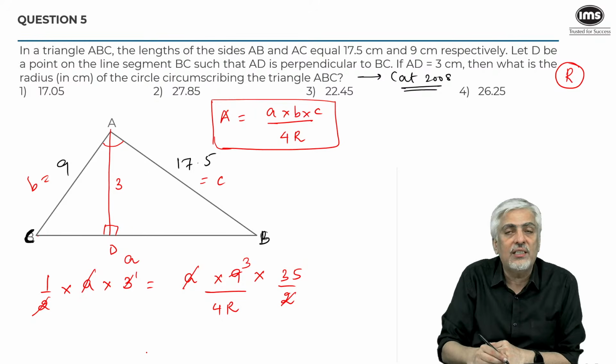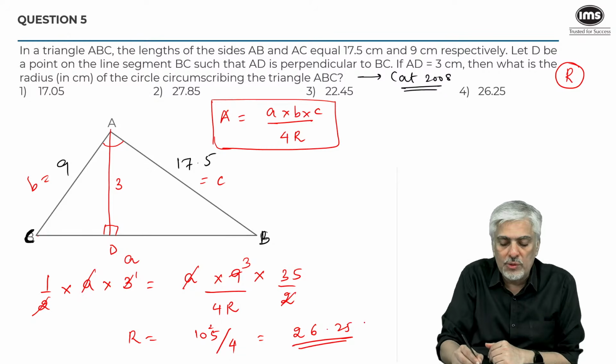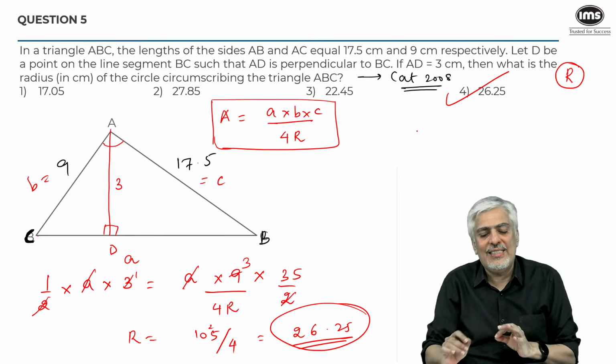So 4R is 35 threes are, which is 105. R is 105 upon 4. 4 twos are 8. 4 sixes are 24. 1 upon 4 is 0.25, 26.25. It's an excellent CAT question.